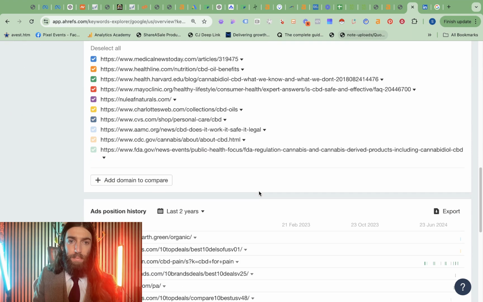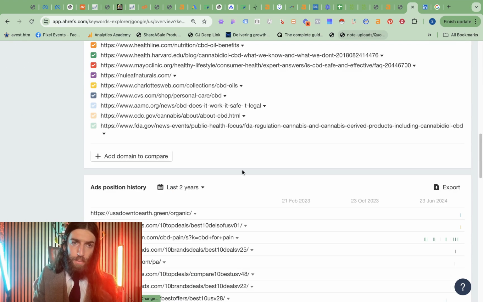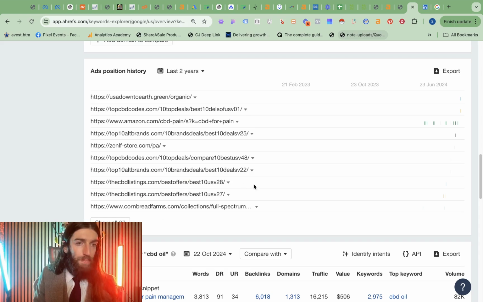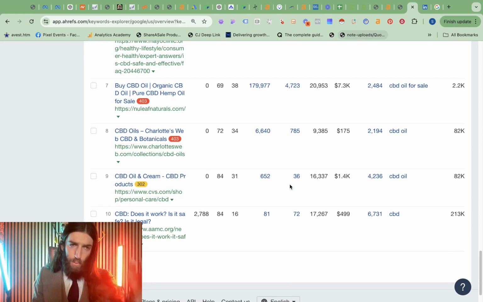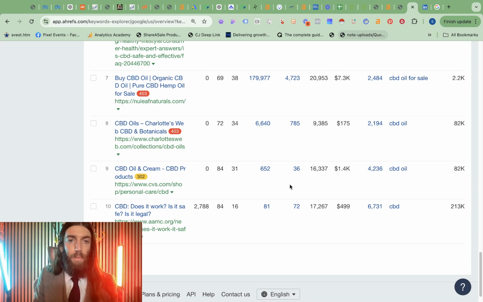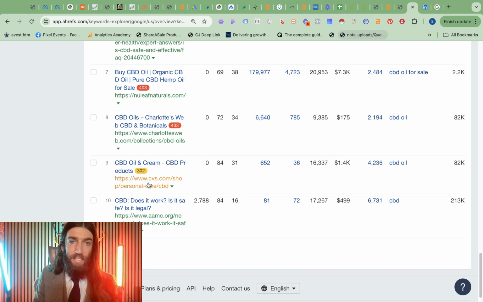So if we come down page 1 for CBD oil, we've got a load of ads at the top because Google does still allow promoting CBD within certain restrictions. And then down here, albeit quite far down page 1, we still have a lot more commercial stuff. So we've got CVS, charlottesweb.com, and New Leaf Natural. So this basically means two things for you.